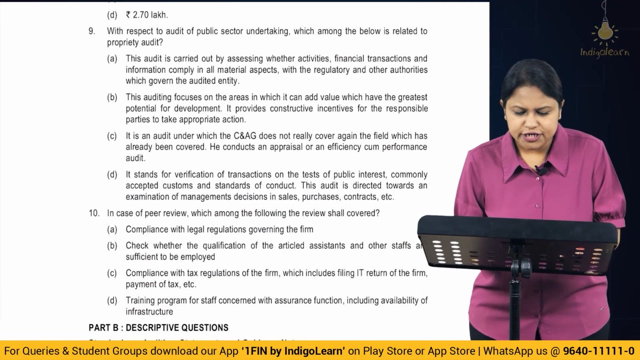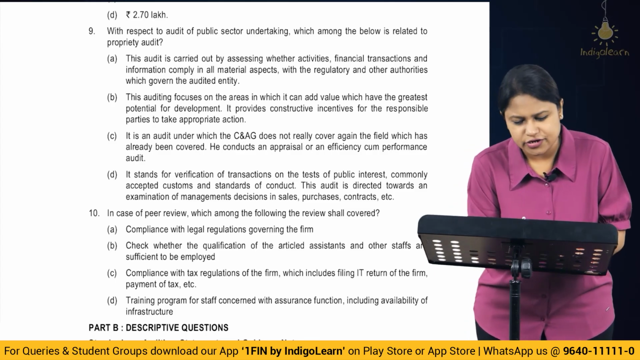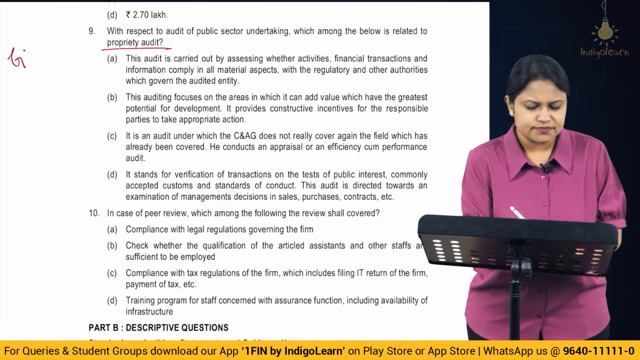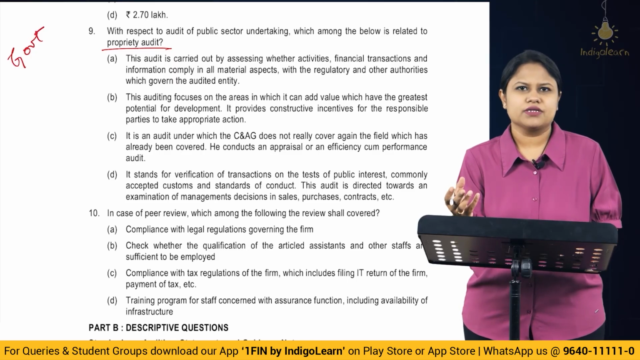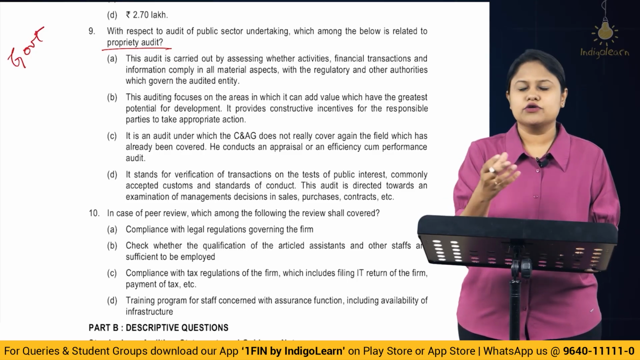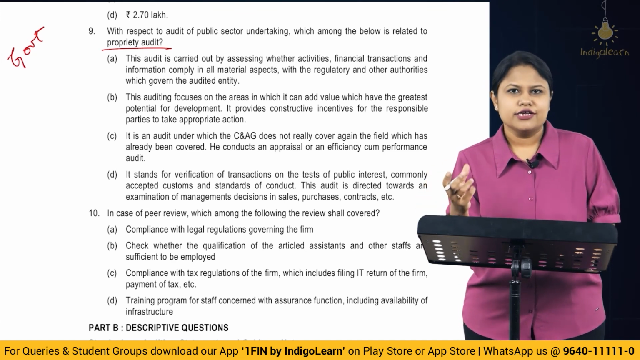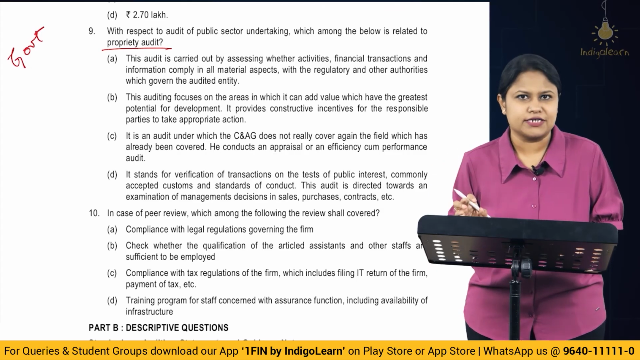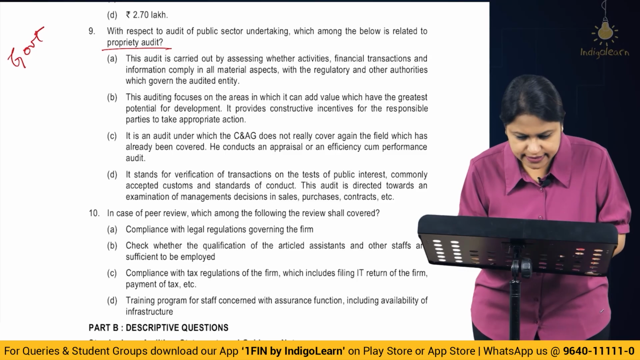With respect to the audit of public sector undertaking, which among the below is related to proprietary audit? A very simple question. What is proprietary audit? As a part of government audit, we study proprietary is to ensure no wasteful expenditure. A person of ordinary prudence, what he would have used the money for his own purpose, that is the same way he uses the government money as well. So that is economical usage. Okay, that means you have to avoid wasteful expenditure. That is checked in the proprietary audit. So let's see which of the following is telling that.